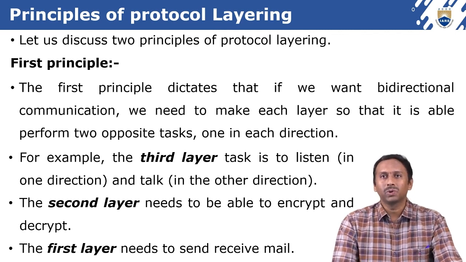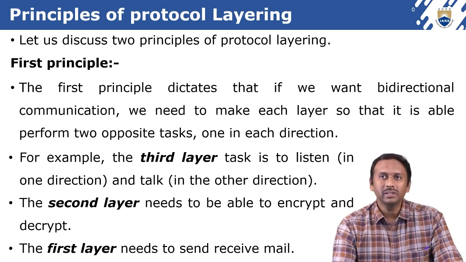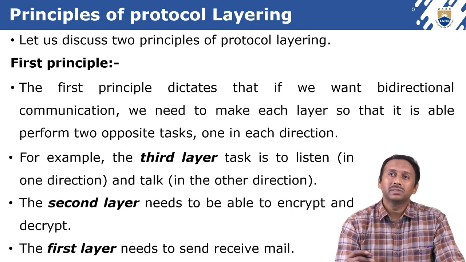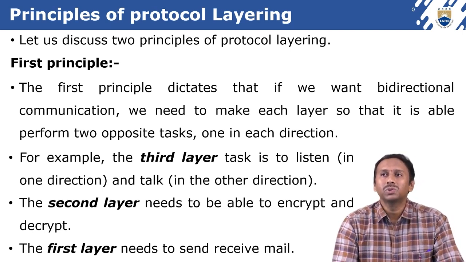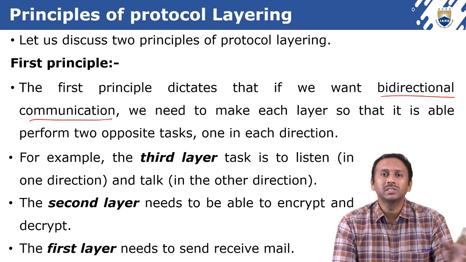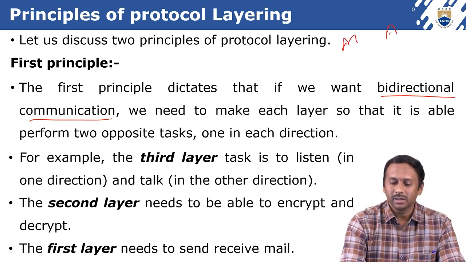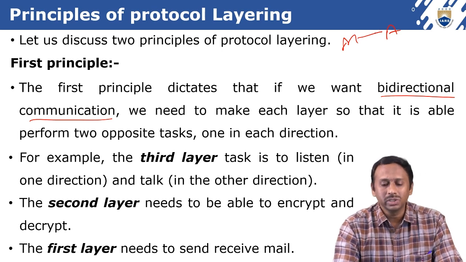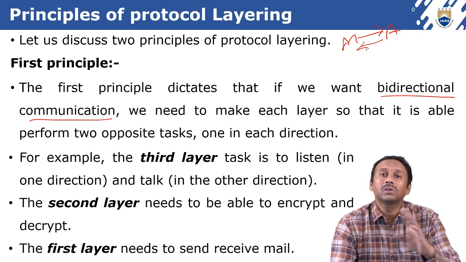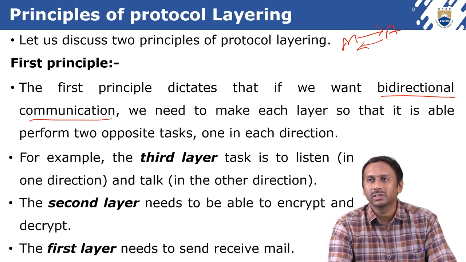Now, the principles of protocol layering. Let us discuss the two principles of protocol layering. The first principle dictates that if we want bidirectional communication, what is bidirectional communication? Bidirectional communication is nothing but two-way communication. Assume that Maria and Anne are there. Only Maria is not going to talk always, and otherwise Anne is not going to talk always. Both are discussing, isn't it? So that is two-way communication. We can also call it bidirectional communication.